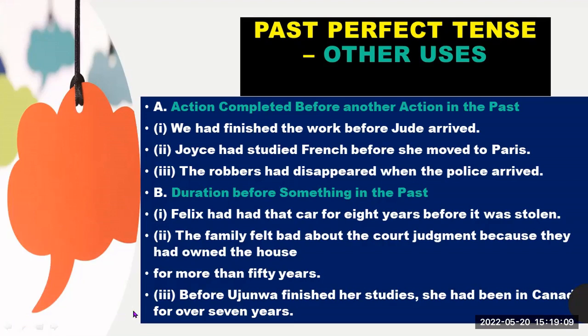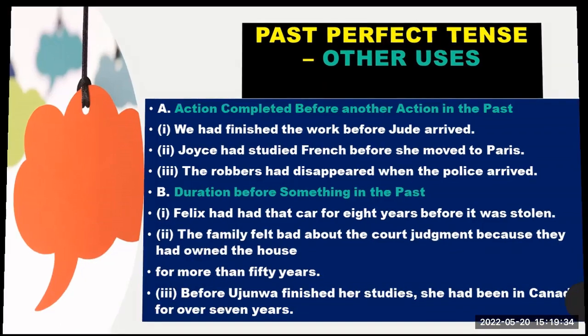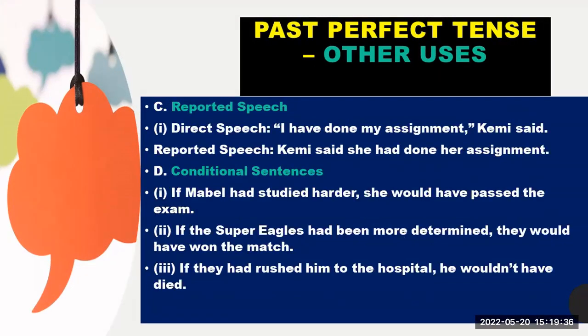Then another example is, before Ujunwa finished her studies, she had been in Canada for over 7 years. Her being in Canada was one thing, her finishing her studies was another. But then her being in Canada had taken place for a period of over 7 years, before she finished her studies. Now let's proceed to other uses of the past perfect tense.